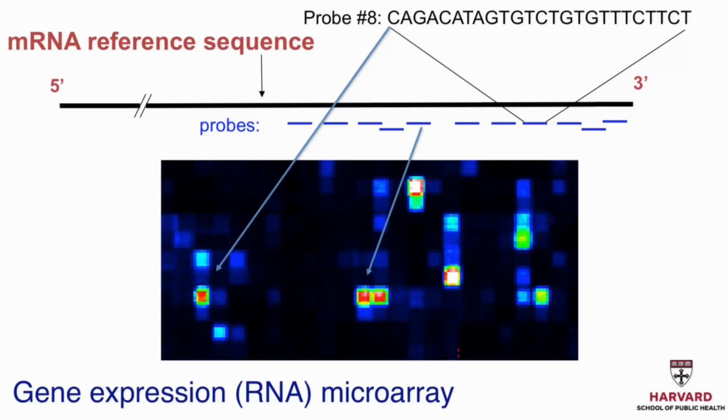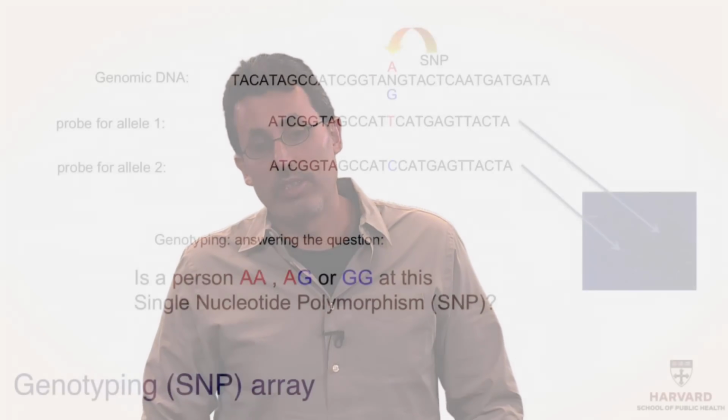Now notice I've just showed you one gene, but we do this for all 20,000 of them. So for each of the 20,000 genes, we select 11 probes, we put them on the array, and we get data from which we can quantify gene expression for each gene.